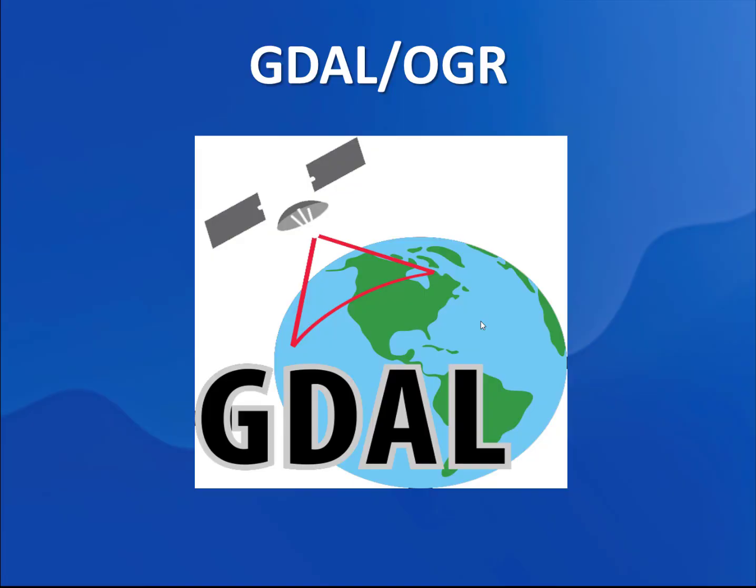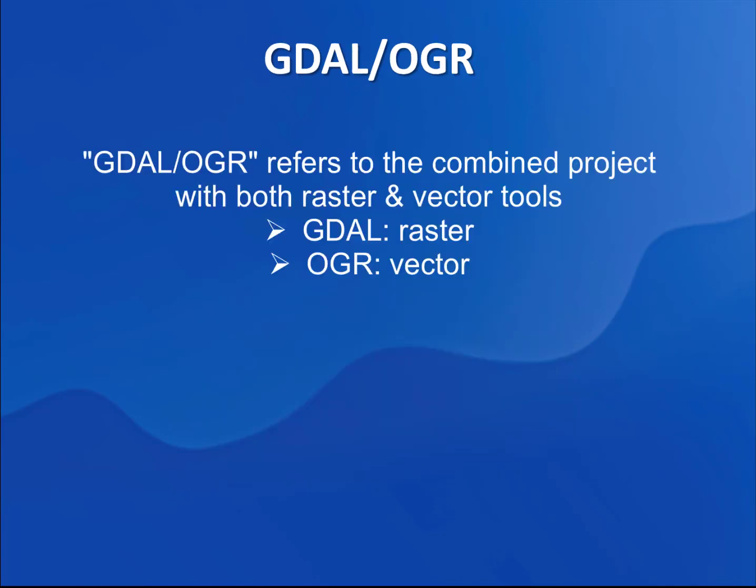Hello everyone, this is lecture 7 and we're going to talk about GDAL and OGR, or Gdal and Ogr as it's pronounced. And I talked about these softwares in the first couple weeks. So if you recall, Gdal and Ogr refer to the combined projects that have both raster and vector tools. So GDAL is tools for manipulating raster data, and OGR is tools for manipulating vector data.